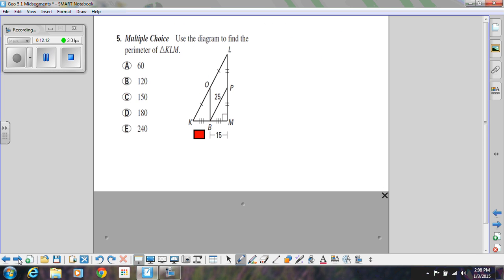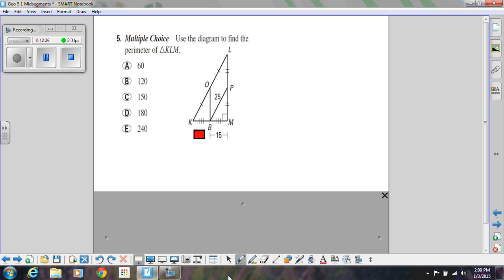Now we have one more multiple choice problem. And in this one, we are asked to find the perimeter of triangle KLM. So remember, perimeter means that we have to add up all of the sides of this triangle. So I have to find this whole length, this whole length, and this whole length. And they only give us that this was 15 and this was 25.